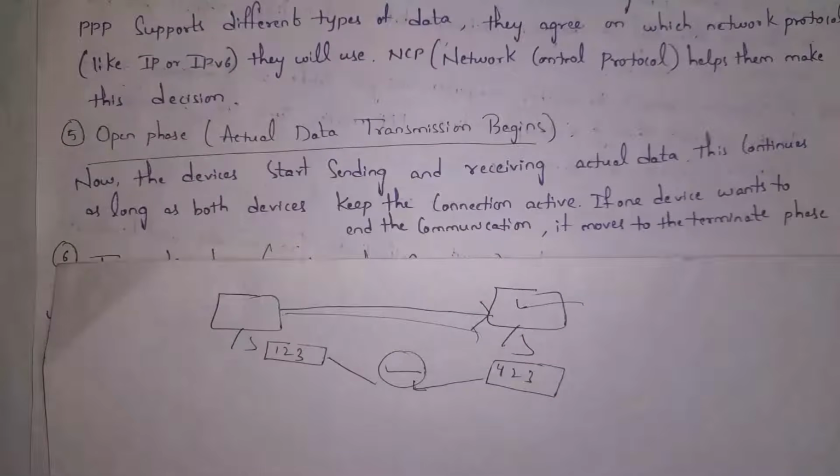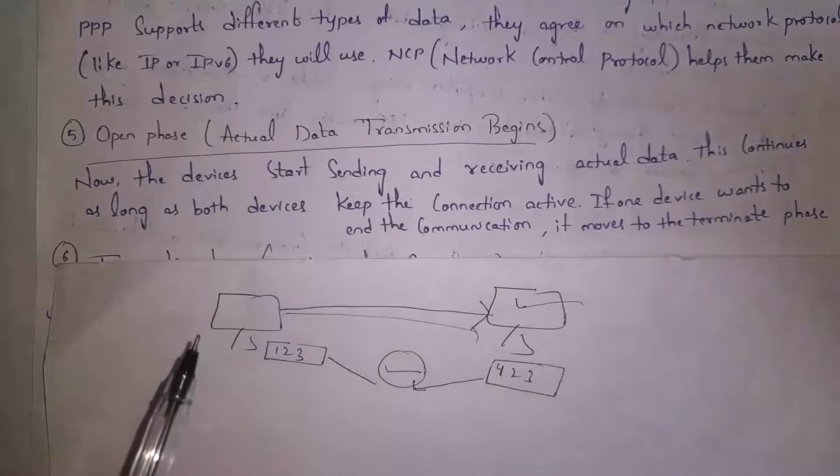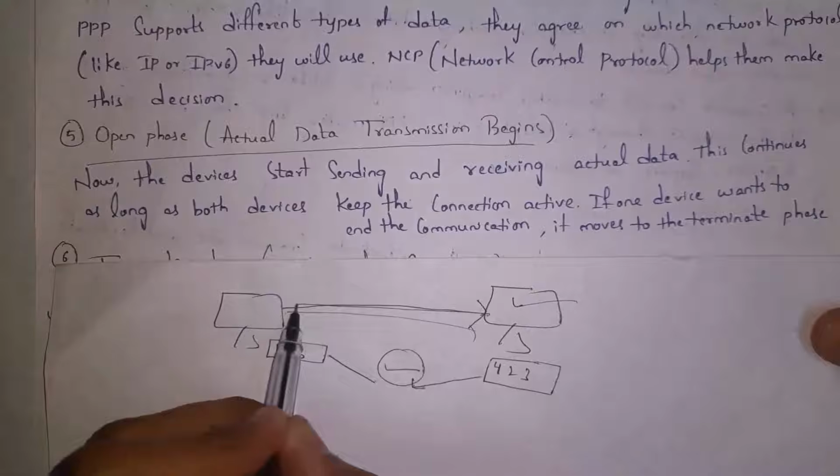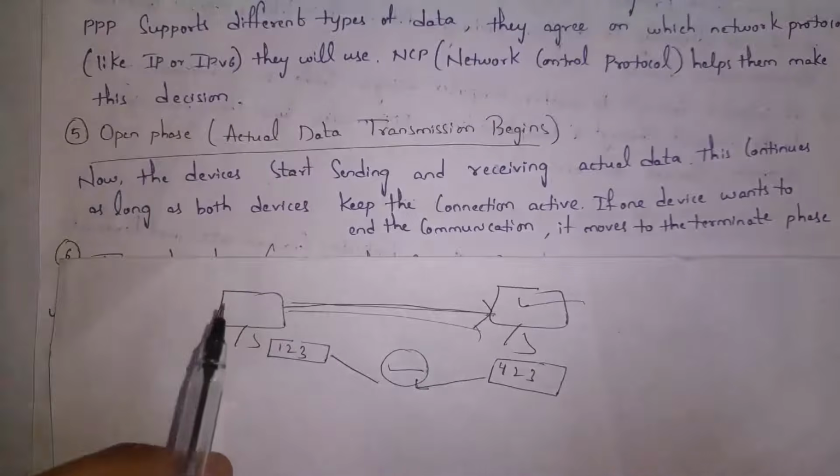And fifth phase is open phase. In open phase, device will start sending and receiving actual data. Guys, how much time devices communicate with each other, that much time communication link is active. Communication link is nothing but wire. Guys, data has successfully reached this computer.